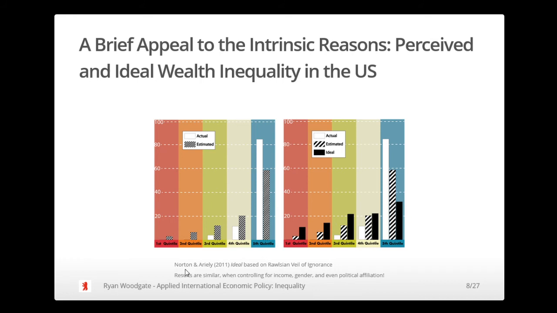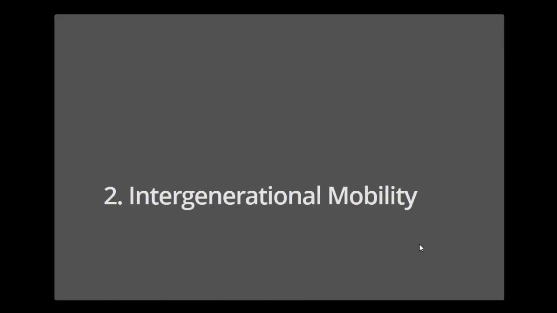And note that these results are similar when you control for income, gender, and even political affiliation, which is quite interesting because maybe you'd expect Democrats to give you this kind of result, and maybe Republicans would give you a more skewed result. But even when you control for that political affiliation, these authors found that the results were quite similar. Okay, let's speak briefly about intergenerational mobility.